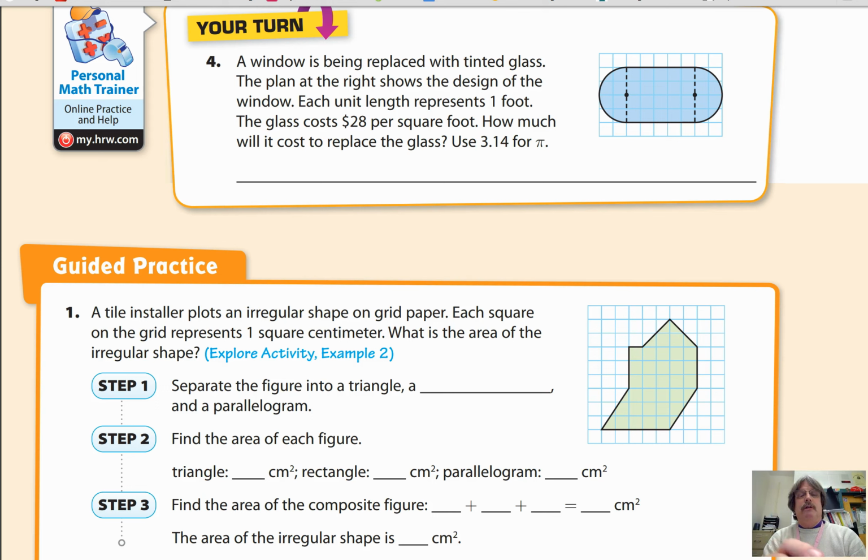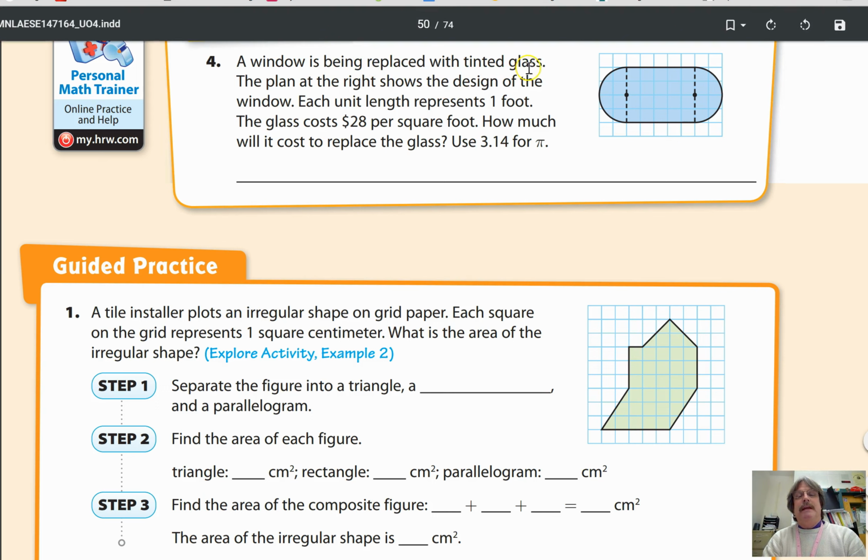And that's what it's asking. How much will the total cost be to carpet the room? So here in the your turn, we have windows being replaced with tinted glass. The plane at the right shows the design of the window. Each length represents 1 foot. Glass costs $28 per square foot. How much will it cost to replace the glass? And they want us to use pi.